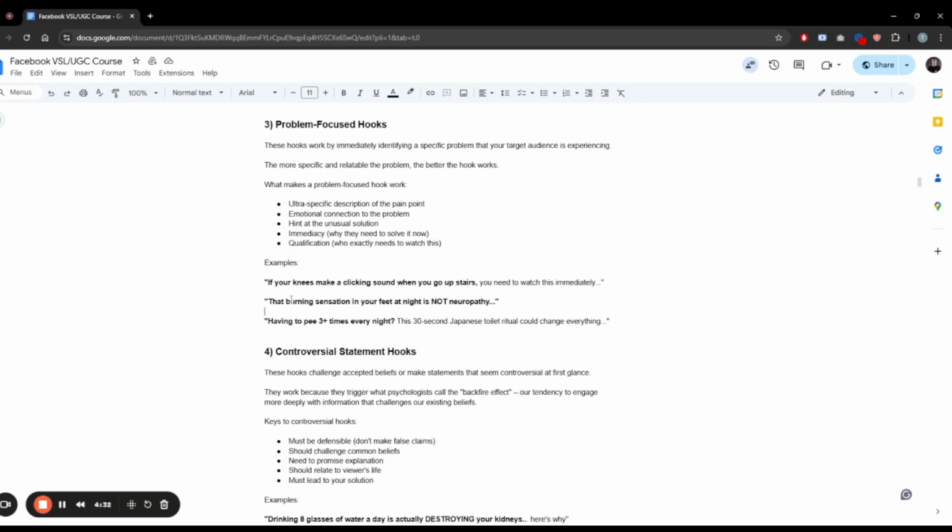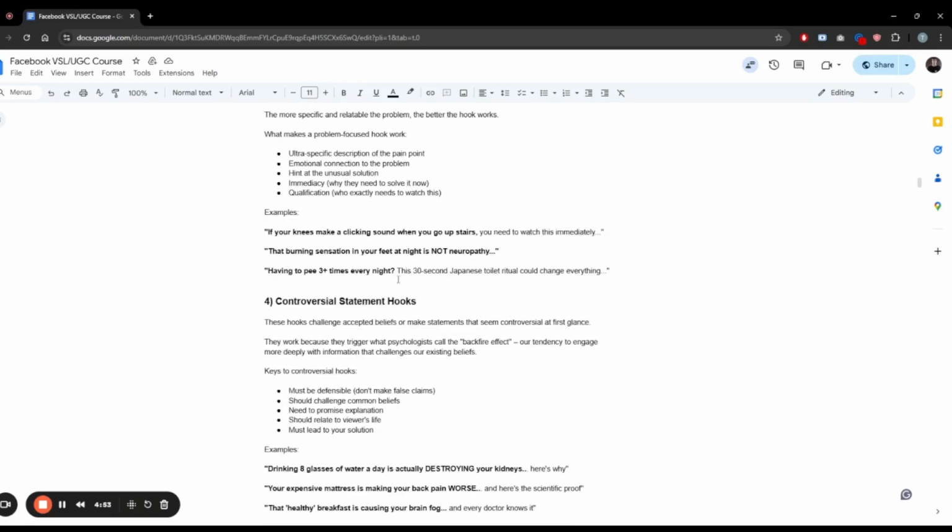And now you're saying that it's not neuropathy, it's actually something else. And it gives them a promise that also maybe they'll be finally able to find a solution. Or you can have a very specific one saying having to pee 3+ times every night. This 13-second Japanese toilet ritual could change everything.